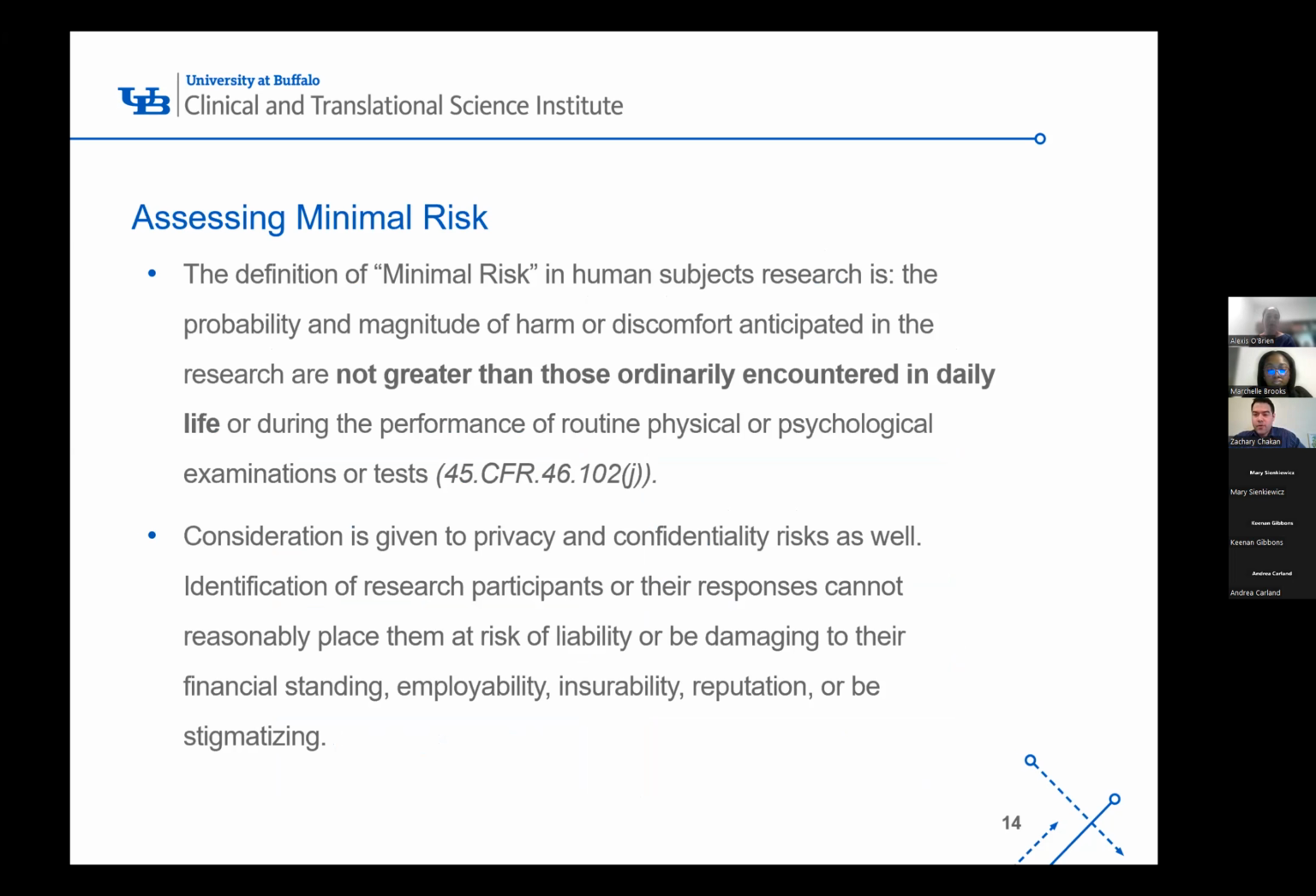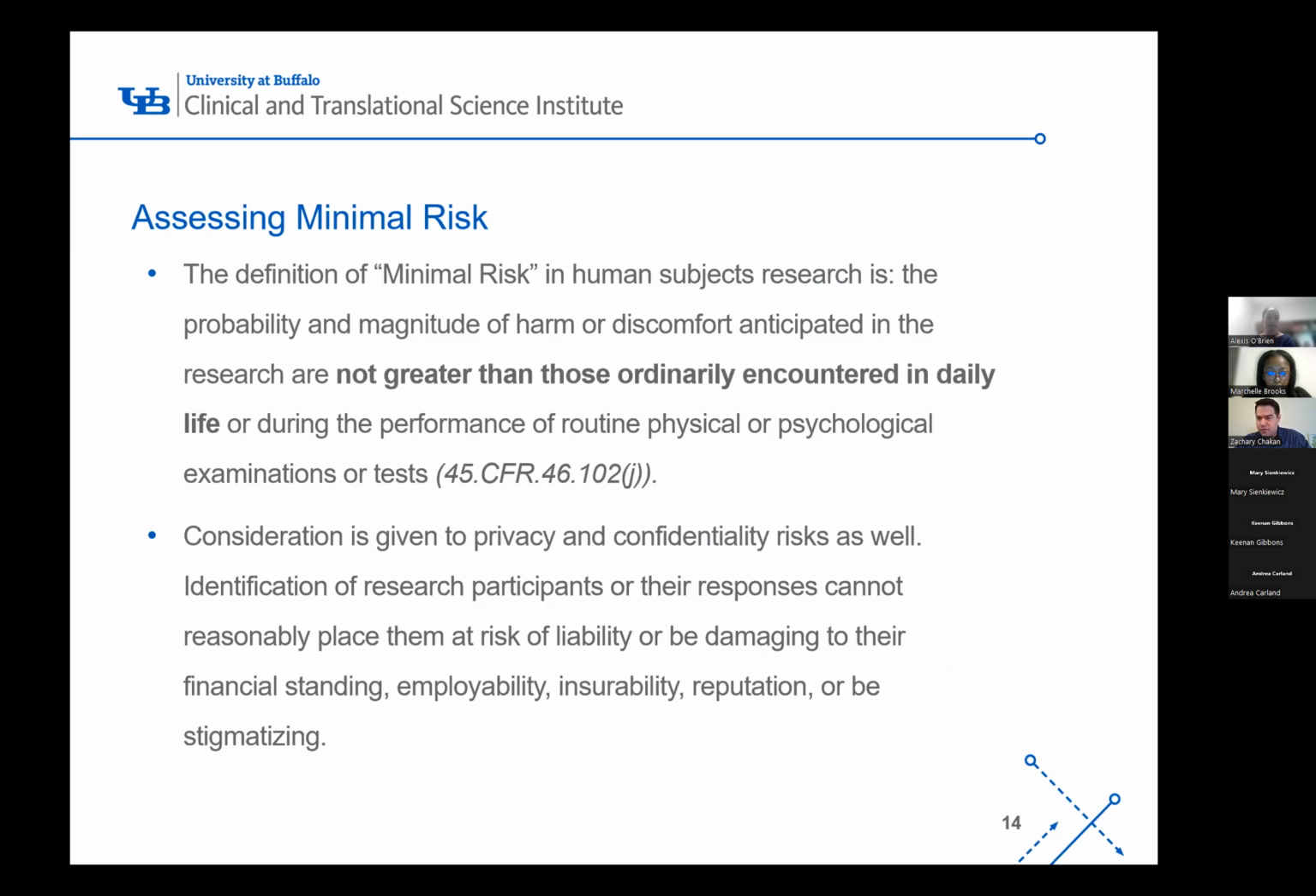So what is minimal risk? Sometimes that can be tricky to decipher, but what is defined by the government regulations is that the probability and the magnitude of harm or discomfort anticipated in the research are not greater than those ordinarily encountered in daily life or during the performance of routine physical and psychological examinations or tests. So that is a pretty good definition in our opinion.